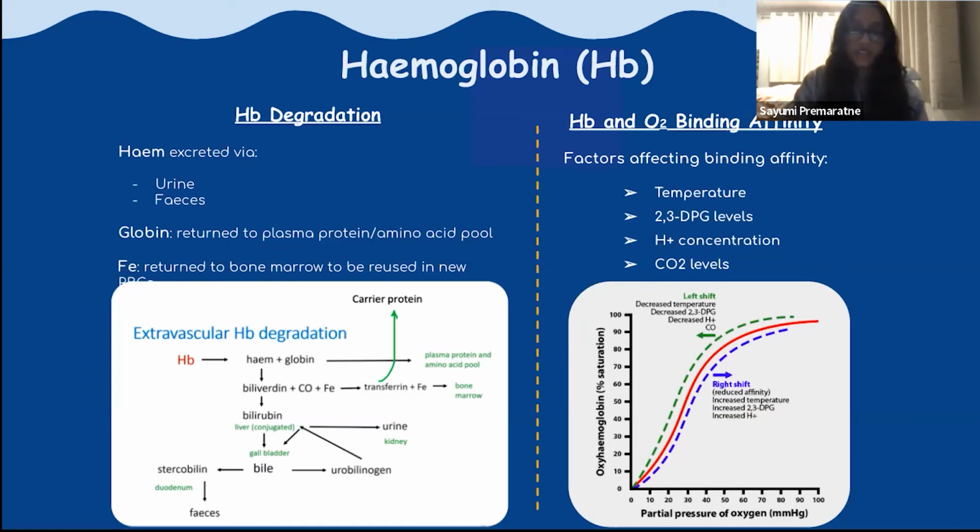And then in terms of binding affinity, the hemoglobin and oxygen binding affinity is just how attracted hemoglobin and oxygen are to each other.